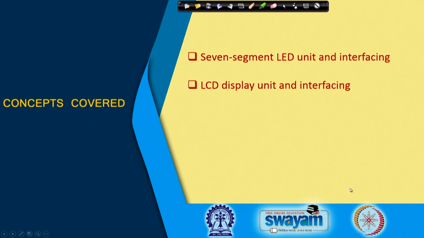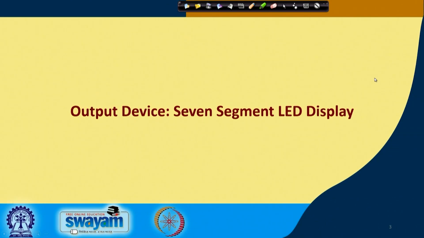In this lecture we shall be talking about two different output devices and some of their characteristics. One is the very familiar 7 segment LED display unit that many of you know of, and the second is the liquid crystal display, the LCD display unit. Okay. So, let us start with the 7 segment LED display unit.